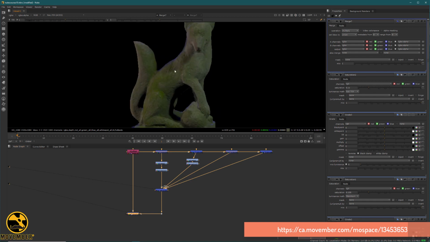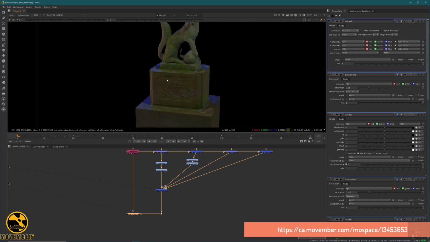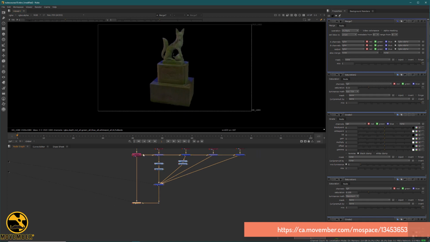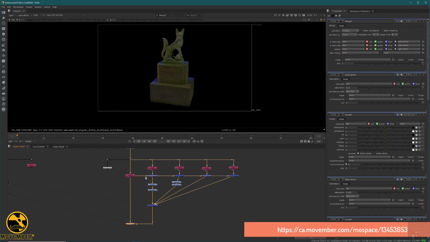As you see now, we keep a lot of information and you have total control over the lighting. This is the importance of albedo.